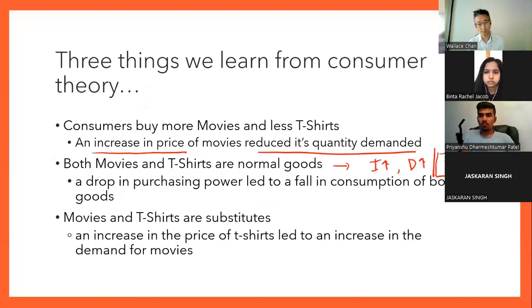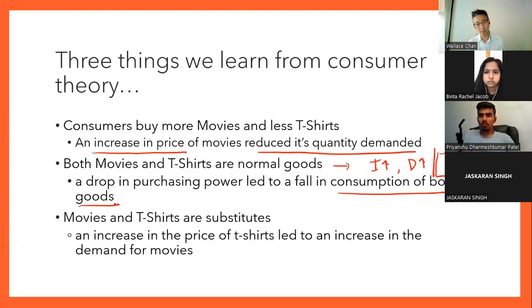Yes, the goods are normal because a reduction in your purchasing power led to a fall in the consumption of both goods. So the consumer behavior model can also be used to deduce if the goods in question are normal or inferior. In this specific example, people were reducing their demand for both movies and t-shirts when their purchasing power fell, so they both must be normal goods. You might also get an odd case where the income effect of one good is positive. So your income went down, but your consumption of one good due to the income effect went up. Then that good would be an inferior good. So you can use this model to determine whether the goods are normal or inferior.